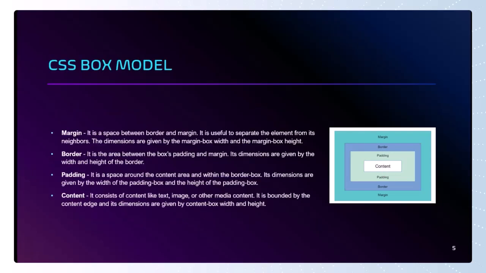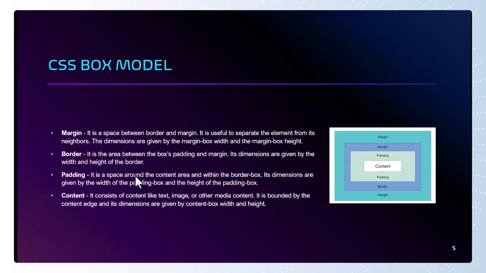Sometimes you need to get the margin to look right, and you may need to check what is included in the margin. It's the space outside the border. It's useful to separate the element from its neighbors, and the dimensions are given by the margin box width and the margin box height. The border is the area between the box padding and the margin, and its dimensions are given by the width and height of the border.